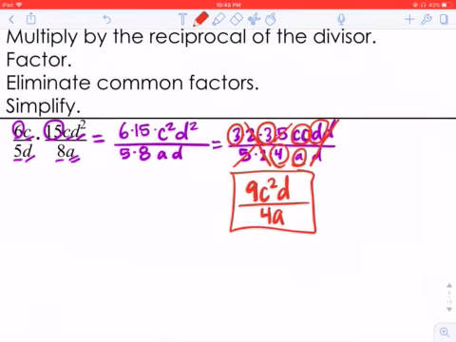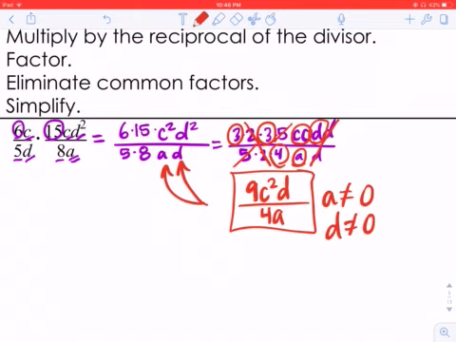I would also want to be careful with my denominator, just like we learned yesterday. A is not allowed to be 0, because if we put a 0 right here and multiplied it, it would destroy our problem. Same is true for D. D is also not allowed to be 0. Yeah, awesome.